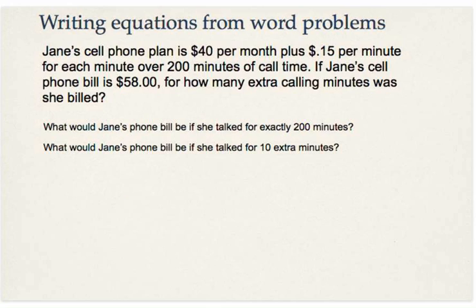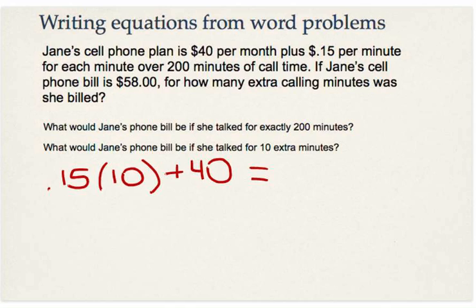Let's move on to the next one. What would Jane's phone bill be if she talked for 10 extra minutes? Okay, so that would be 210. Let's do the same thing. It would be 15 cents for each of the 10 minutes extra plus the $40 base. So how much would that be? Pause the movie, calculate your answer, and then play when you're ready.